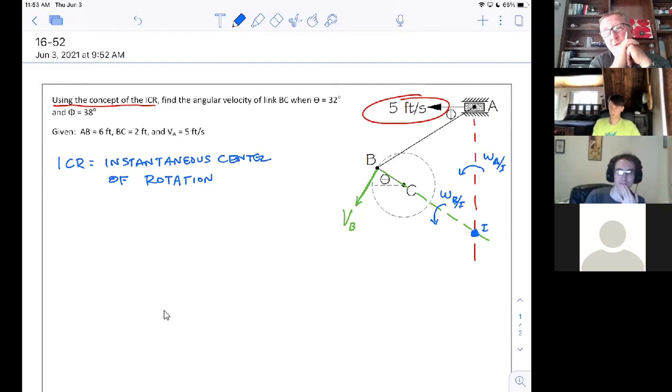Now, the velocity of B won't equal the velocity of A. They don't have the same exact number. They're not both 5, but their rotational velocities will be the same. That's what's so cool about choosing the exact same center. They have identical rotational velocities or angular velocities.